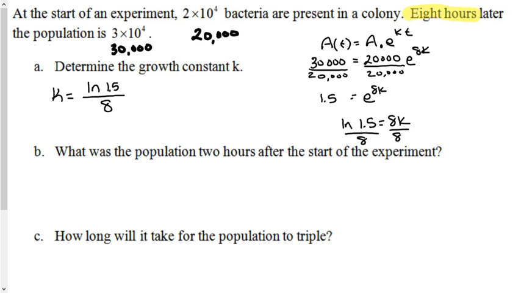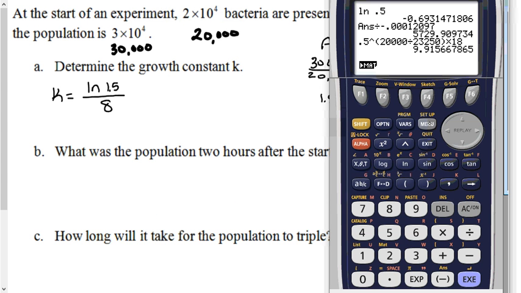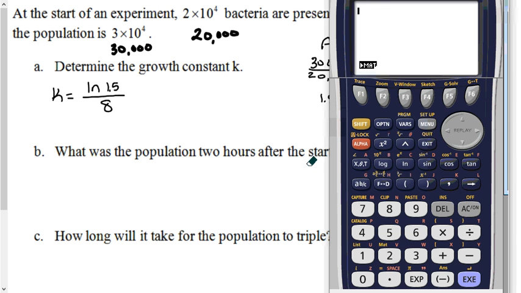Okay. So let's check in with our calculator. Let's clear this out. Oops. All right. So we're just going to take the natural log of 1.5, and then we'll divide it by 8.